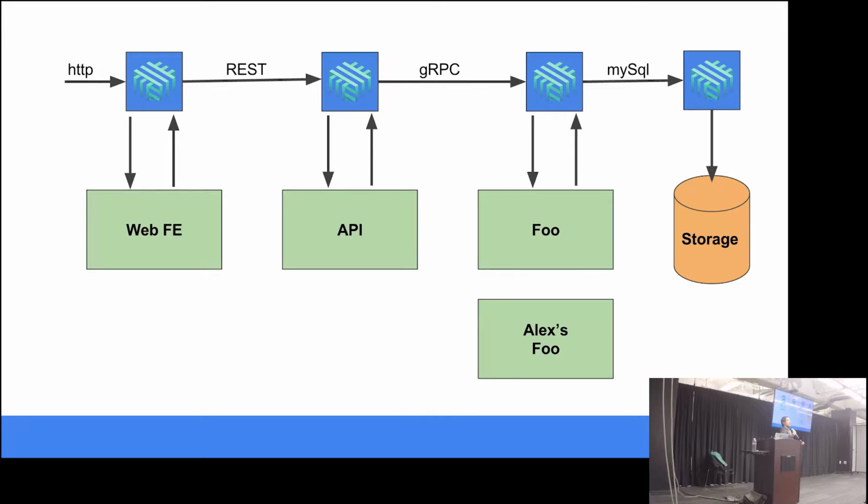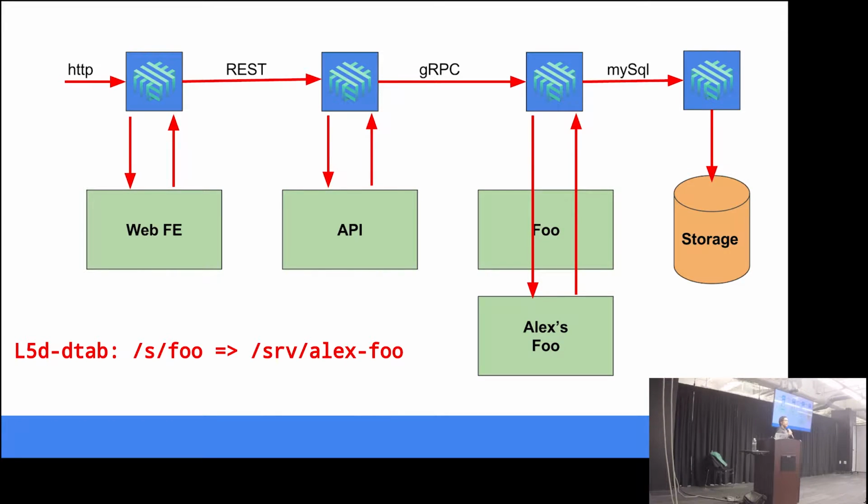So this is what your architecture might look like if you had Linkerd. You run Linkerd alongside each instance of your service, and the network traffic goes to Linkerd first, then to the service, then back to Linkerd. And so Linkerd wraps all of the network calls. So you go web front end through Linkerd to API, through Linkerd to foo, through Linkerd to storage.